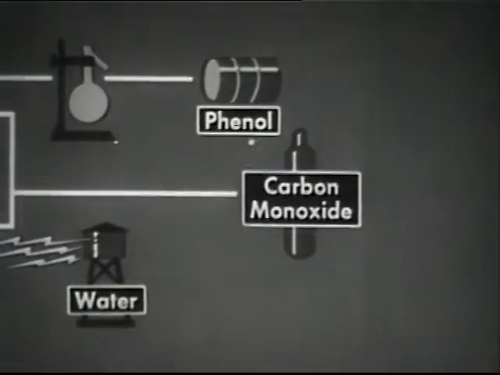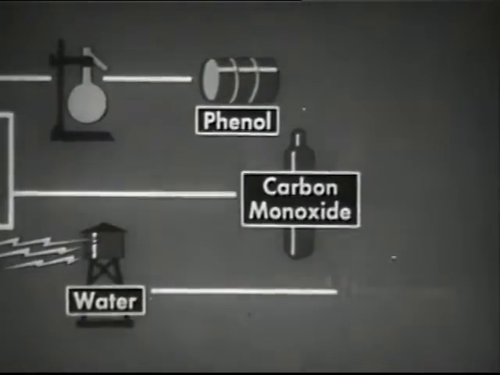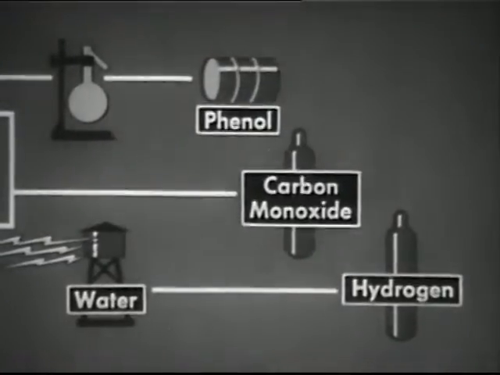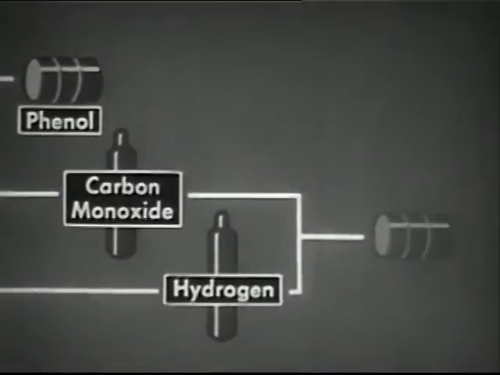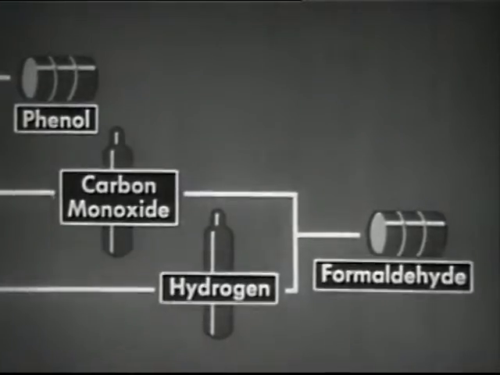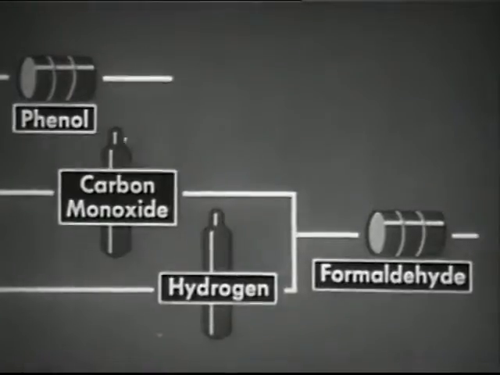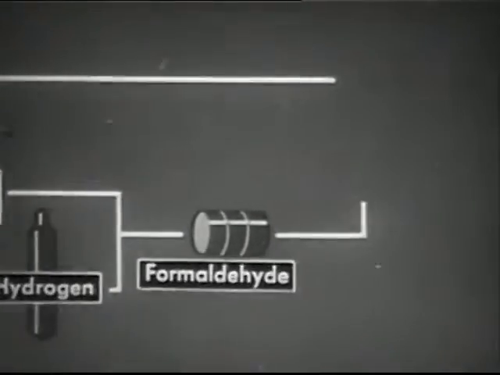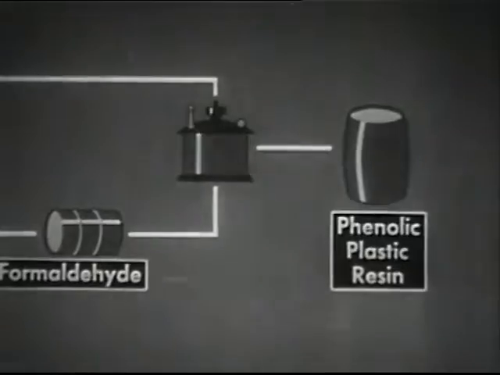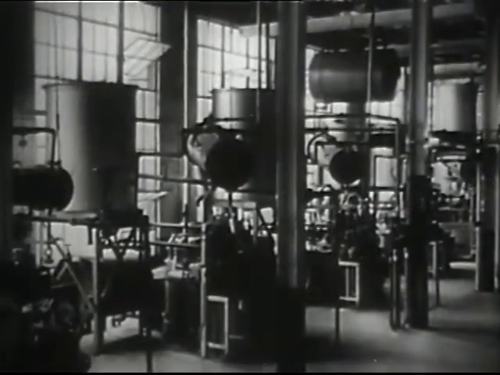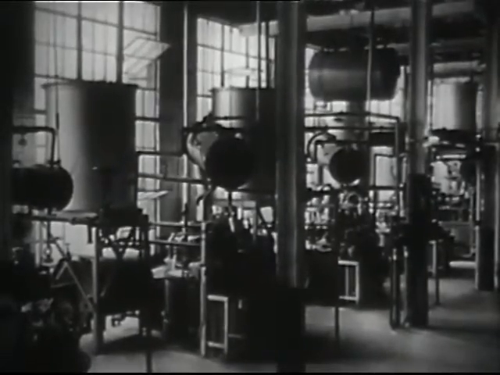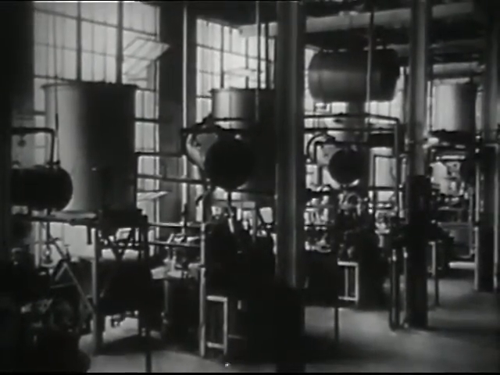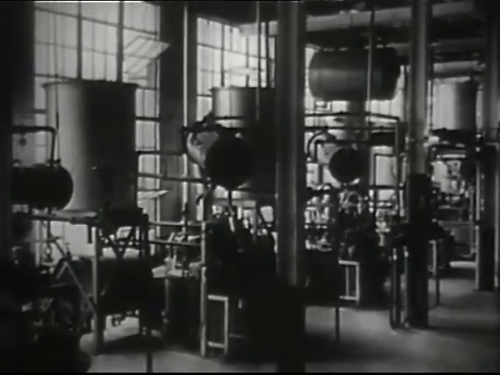By sending an electric current through the water, we can separate hydrogen from it. Combining the carbon monoxide with the hydrogen under suitable conditions will produce formaldehyde. Finally, by combining the phenol with the formaldehyde, we produce the phenolic plastic. In commercial practice, mixing the phenol and formaldehyde is done in huge steam-jacketed kettles under carefully controlled conditions of time, pressure, and temperature.